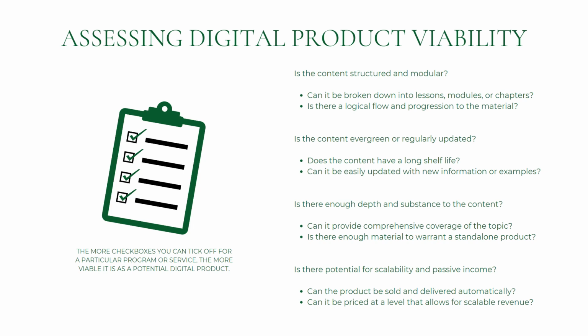The more check boxes you could tick off for a particular program or service, the more viable it is as a potential digital product. So, you first want to ask yourself, is this content structured and modular, right? So, can it be broken down into lessons, modules, or chapters? It probably is already broken down, right? And so, you might have, like for me, my Market Your Message program is a full program, right? And it's already broken down into modules.